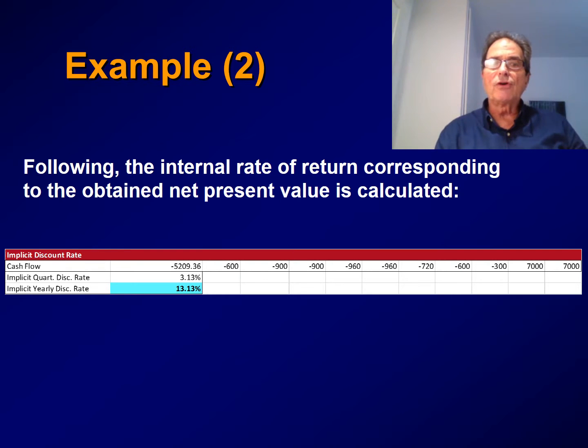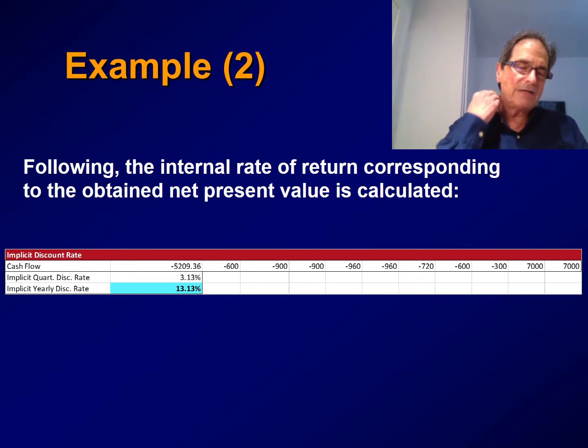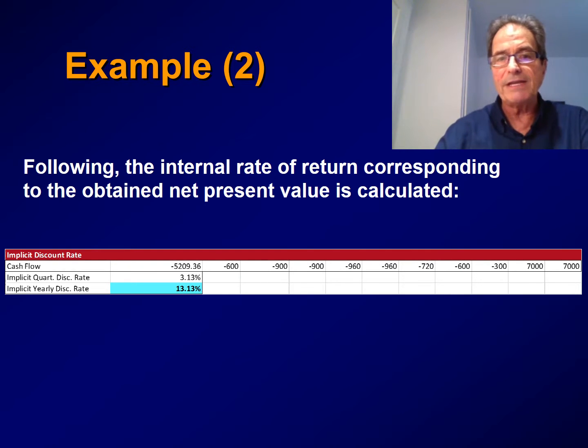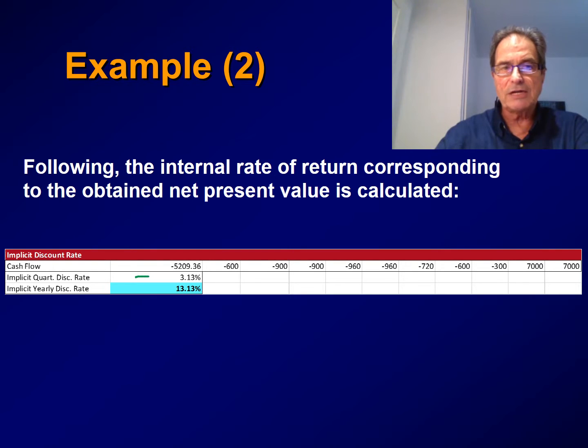Following, the internal rate of return corresponding to the obtained net present value will be calculated. So what we will find now is the internal rate of return of the development, taking into account the negative or positive value that we obtain, the net present value of the property at the beginning. So we find the internal rate of return of this cash flow. And we just calculated it as 3.13% quarterly, which is equivalent to an implicit yearly discount rate of 13.13%.